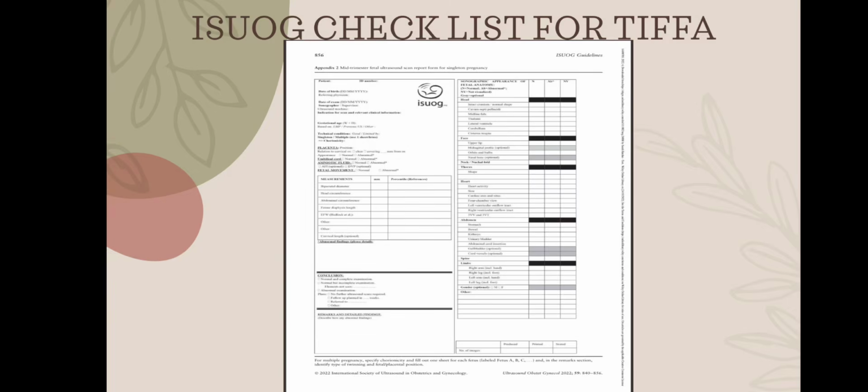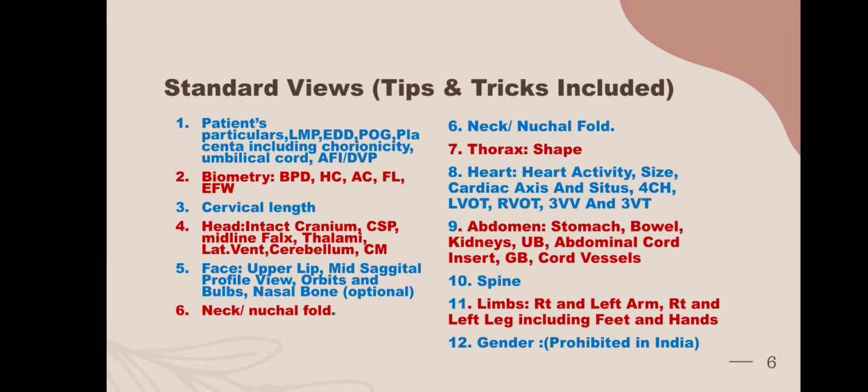Now come to the ISUOG checklist. This is the ISUOG checklist. If you follow this checklist during every examination, the chances of missing a major anomaly decrease significantly. Never rely on memory. Instruct your assistant to tick the planes of scanning when examined satisfactorily. A checklist protects both the fetus and the sonologist. Let us briefly go through the checklist.